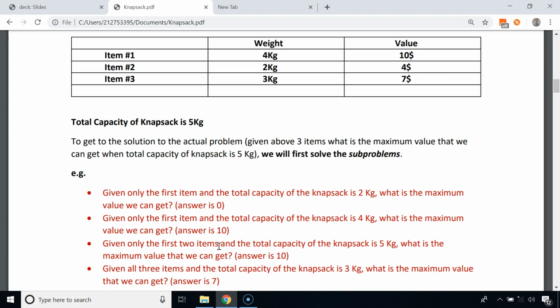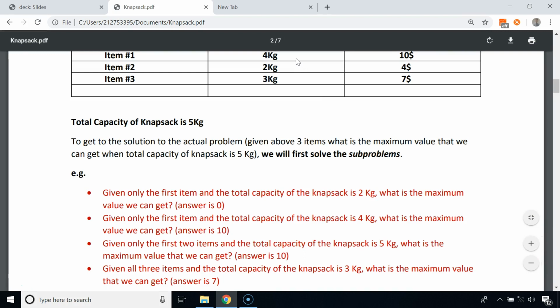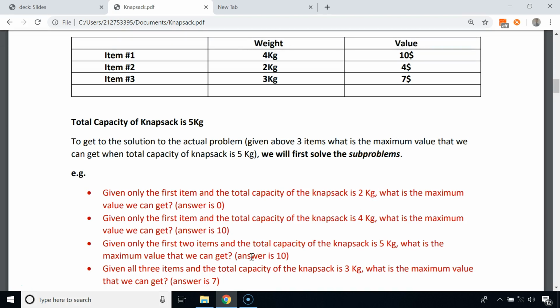Now given only the first 2 items and the total capacity of the knapsack is 5 kg, what is the maximum value that we can get? Since the knapsack capacity is 5 kg, we cannot include both the items because if we do that, the total weight will be 6 kg, which is more than the knapsack capacity. So we can only select one of these 2 items. If we select item 2, we will get the value $4. But if we select item 1, we get a total value of $10. So we will include the first item in the knapsack, which will give us the value of $10. So the answer in this case will be 10.